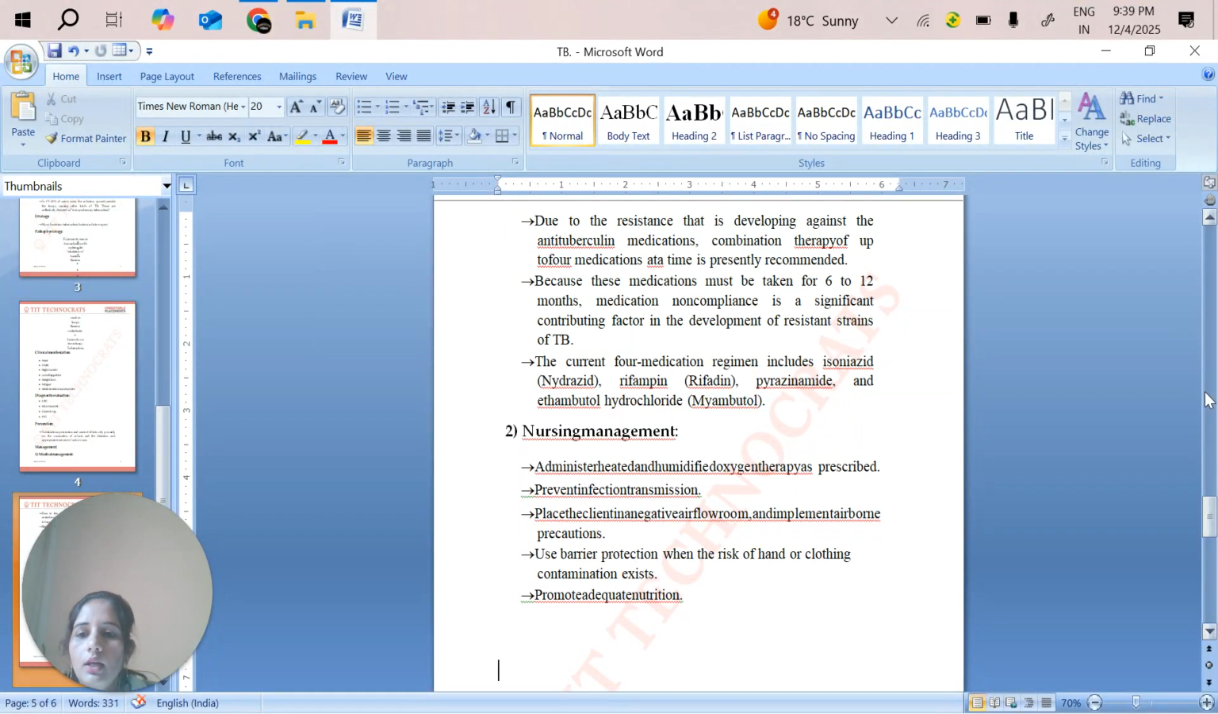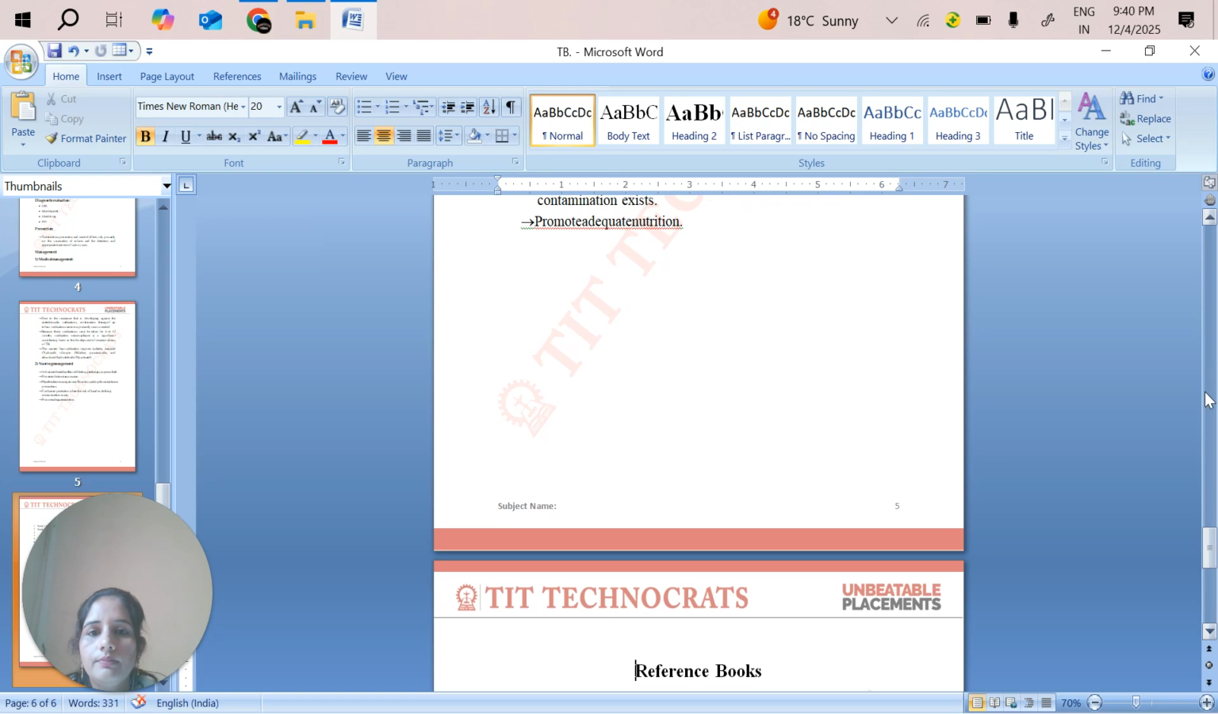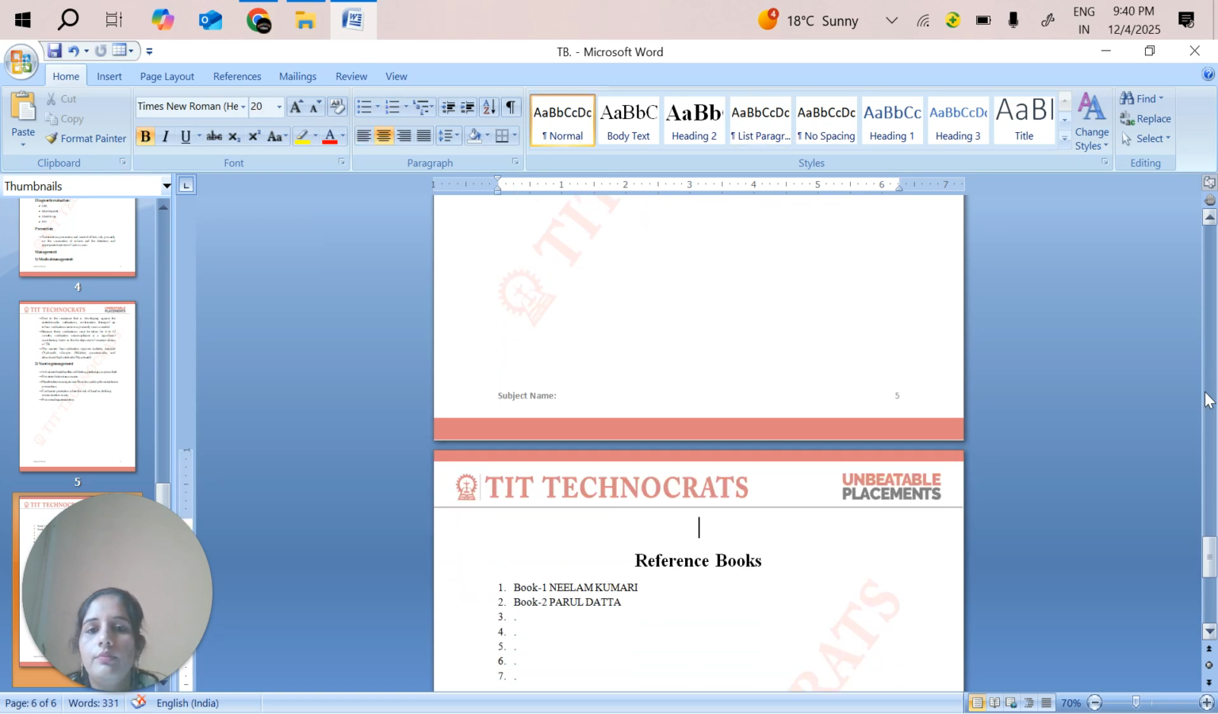Second one, nursing management. Nursing management is an important part of management for TB. First one, administer oxygen therapy as prescribed, then prevent infection and nosocomial transmission. Use barrier protection when there is a risk of hand or clothing contamination. Promote adequate nutrition for the patient, then intake of water, then provide a healthy environment to the TB patient.